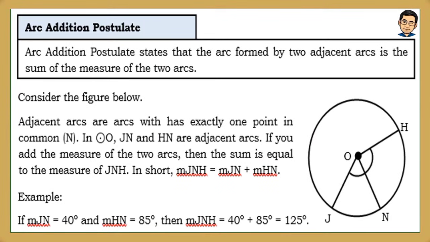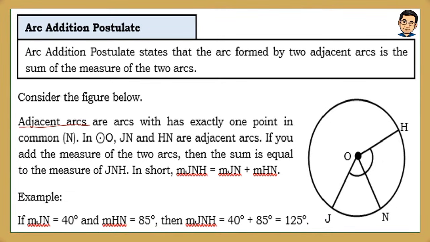And then, the last postulate for this part is the arc addition postulate. The arc addition postulate states that the arc formed by two adjacent arcs is the sum of the measures of the two arcs. The two adjacent arcs are two arcs that are beside each other, successive. To get the measure of the whole arc, we just add the measures of the two adjacent arcs. Let's consider the figure below. Adjacent arcs are arcs which have exactly one point in common.